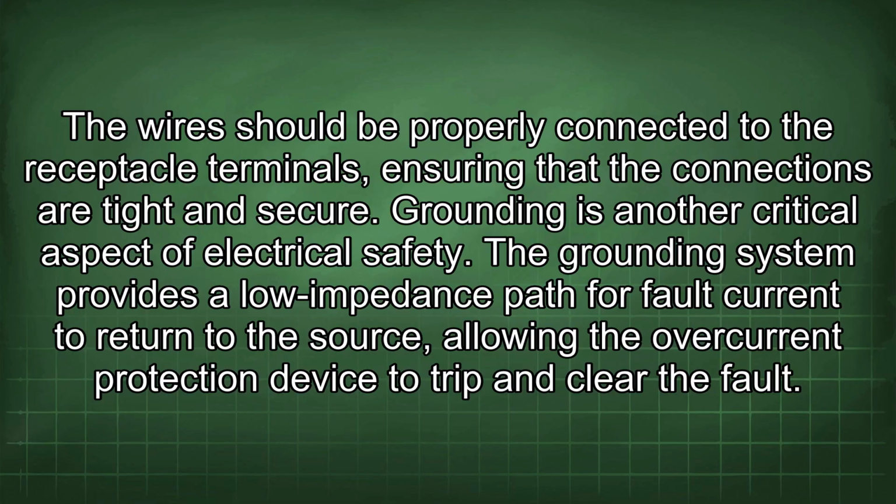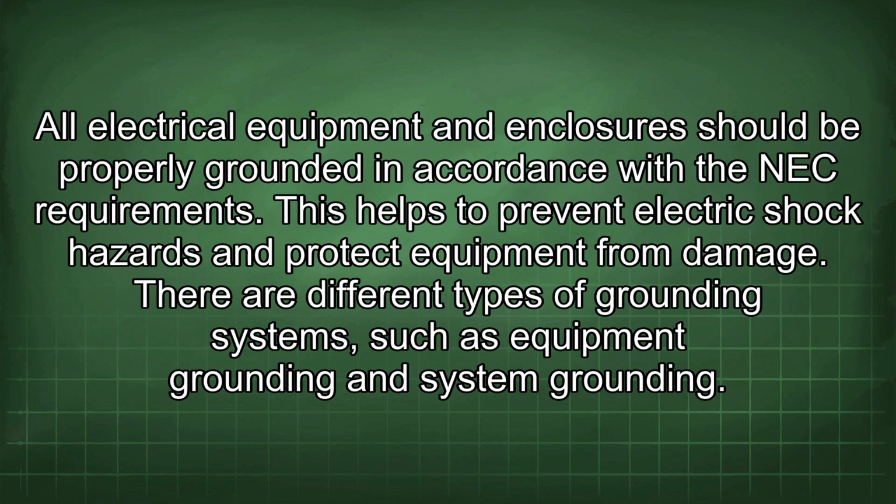Grounding is another critical aspect of electrical safety. The grounding system provides a lower impedance path for fault current to return to the source, allowing the overcurrent protection device to trip and clear the fault. All electrical equipment and enclosures should be properly grounded in accordance with the NEC requirements. This helps to prevent electric shock hazards and protect equipment from damage.